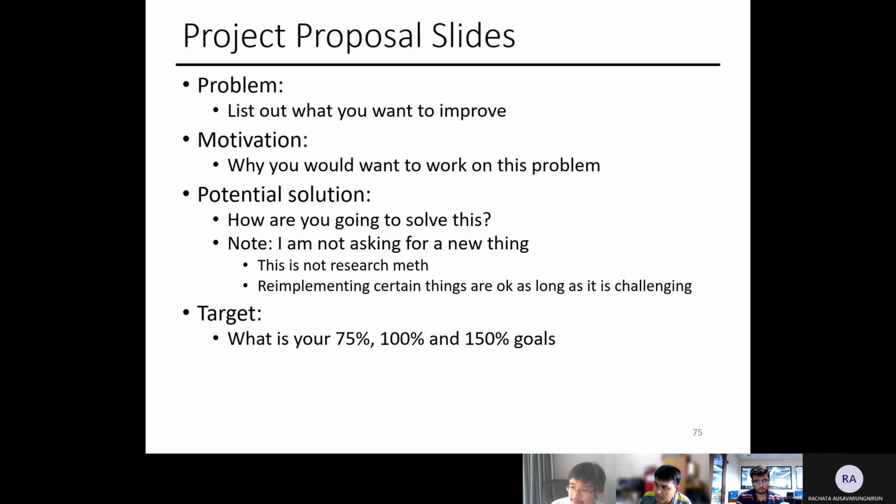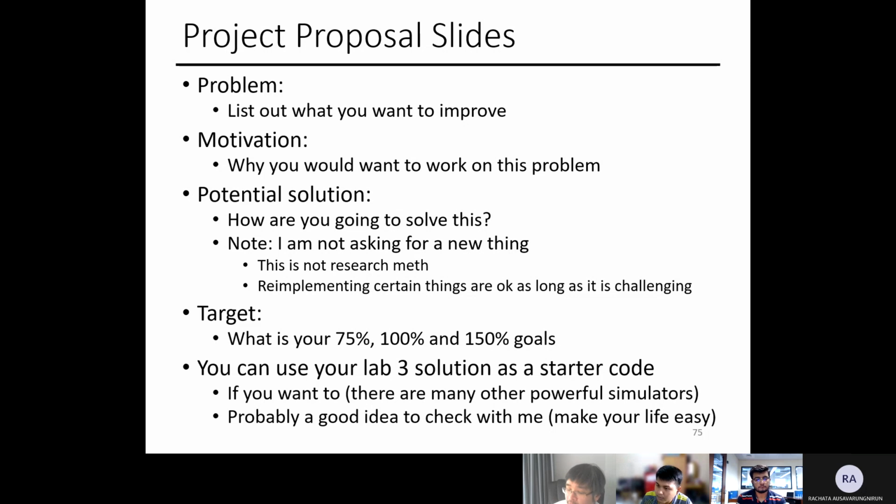And make sure you have different goals for your target, like 75%, 100%, and 150%, so I can adjust accordingly. If your project is too hard, your 100% goal should become your 150% goal. If it's too easy, we have to talk, because we have to figure out what's your 100% goal, what's the full expectation from the project, and what's the partial expectation of the project.